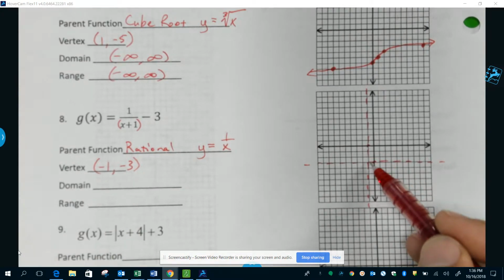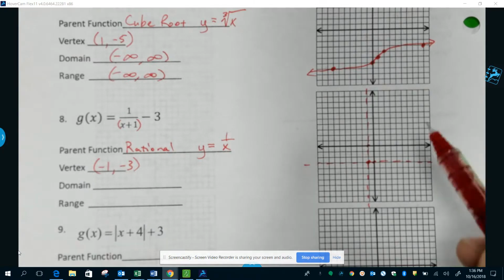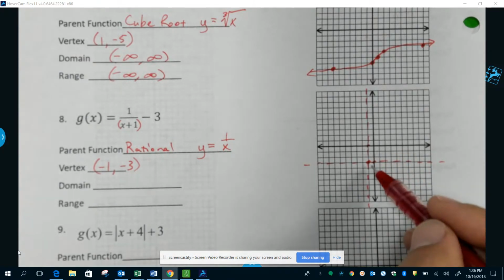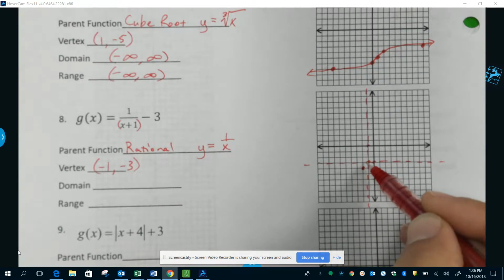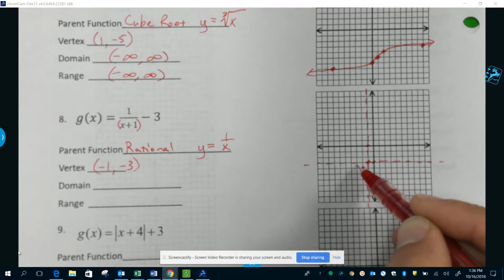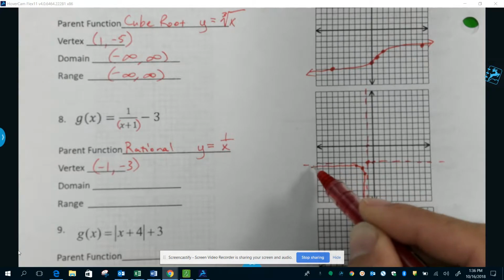Okay, we shifted left 1, down 3. So there's the intersection of our new asymptotes. All right, so if you look at your original parent function here, from that intersection of your asymptotes, you have a coordinate that goes left 1 and down 1. You have a coordinate that goes left a half and down 2. And you have a coordinate that goes left 2 and down a half. So we connect those 3 dots, and it gets closer to the asymptote but never touches.